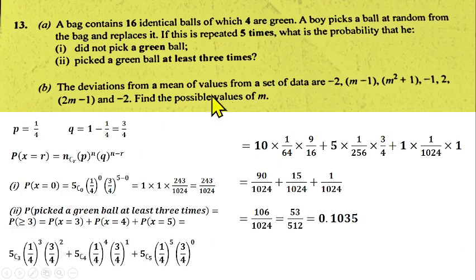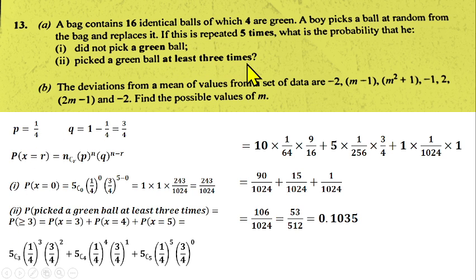Question number 13 is from binomial distribution. We are told that a bag contains 16 identical balls, of which 4 are green. A boy picks a ball at random from the bag and replaces it. If this is repeated 5 times, what's the probability that he did not pick a green ball, and picked a green ball at least 3 times?